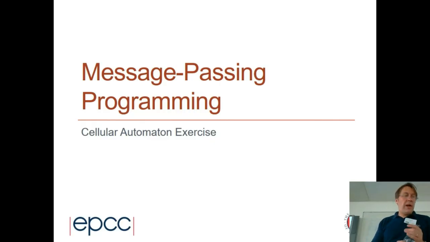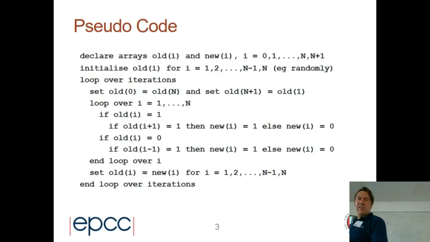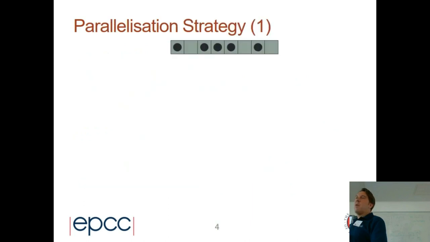Okay, so I'm going to quickly go through the solution to the cellular automaton exercise. I still use it in this course because it's a good motivating example, but I will go through. A lot of what I asked on the sheet I actually covered in the way I described it, and we have the pseudocode. So there's various ways you could parallelize this.